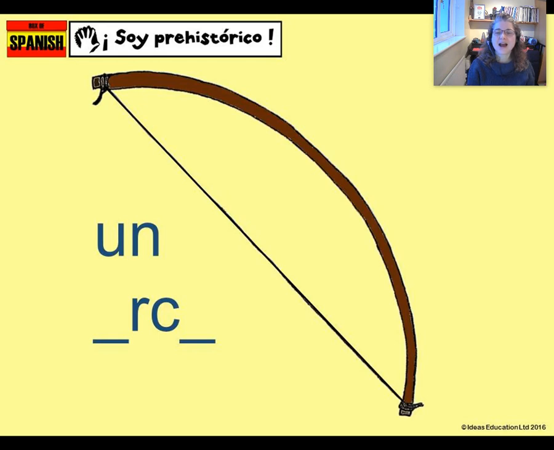Un arco. Which vowels are missing from that one? Un arco. Have you worked it out? Un arco. Next one.